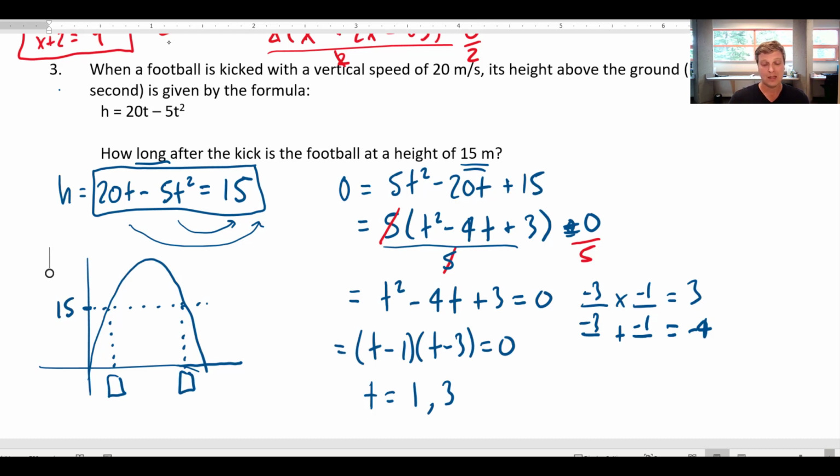On the way up, it takes 1 second to be 15 meters high, and then on the way back down, it takes a total of 3 seconds to go up and then come back down and again be 15 meters high. So once on the way up, once on the way down, I'm going to keep both of these answers. I'll just write in my units here.